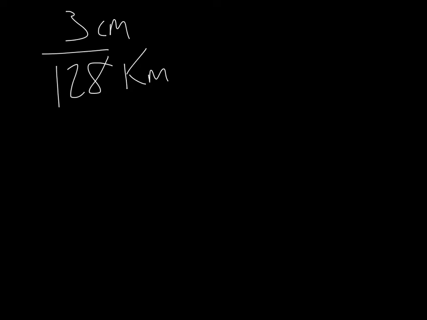So it says here in the next sentence that the map scale is 3 centimeters. What's that semicolon mean? So that semicolon means that it is a ratio. So the scale is 3 over 128. That's centimeters over kilometers. That's what km stands for. Okay, they want to know what is the actual distance between these two cities.